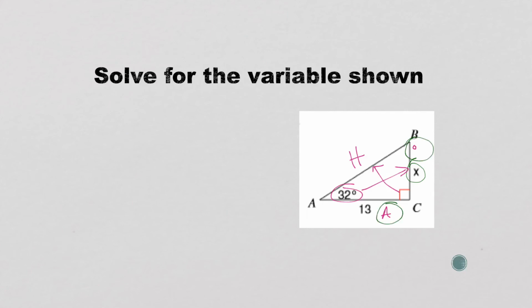Which one of my trig functions deals with opposite and adjacent? Tangent or cotangent? And I would probably use your three basic ones as much as possible. So we know that the tangent of 32 degrees equals our opposite side x over our adjacent side 13. And now I'm back to solving an equation. Alright, so I want to get x by itself. I'm going to multiply both sides by 13.